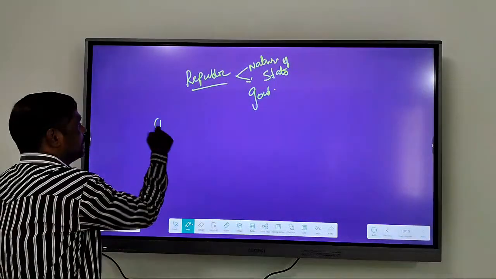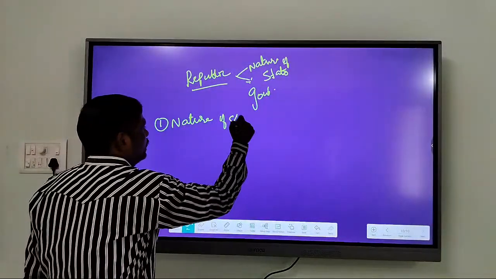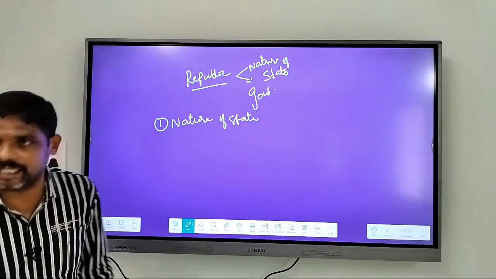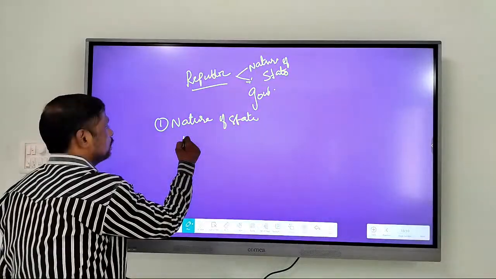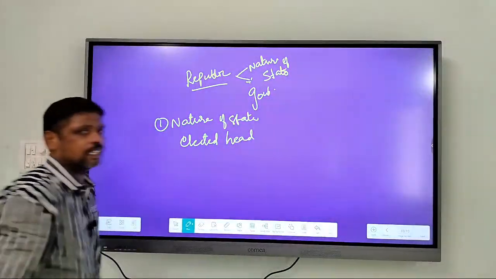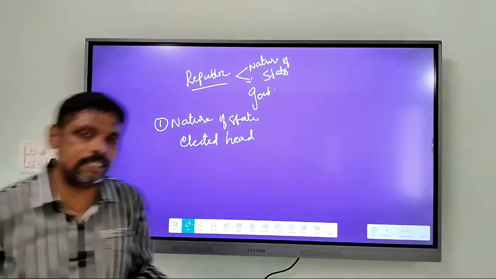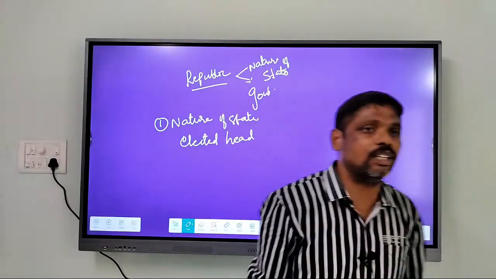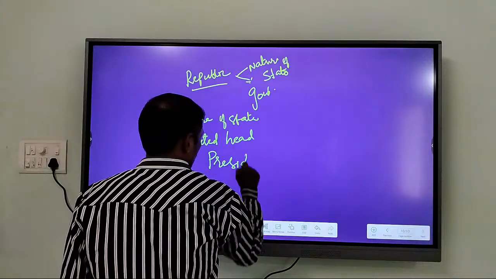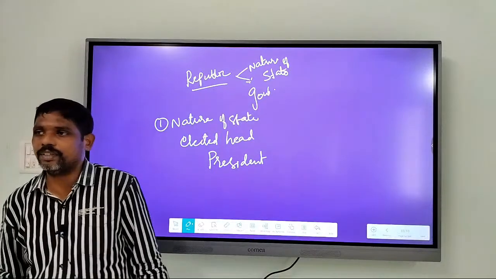So first of all, if you take the nature of state, it denotes a nation having an elected head of the state. Right? It is a nation having an elected head of the nation. Right? So who is the head of the nation of India? It is the President of India. Right? So it is the President who is the head of the nation.